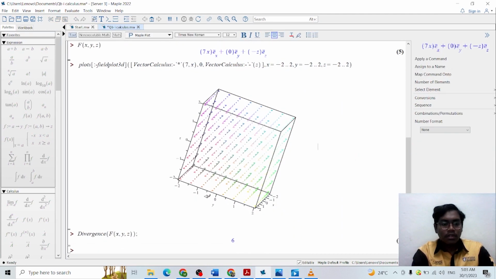Okay, so the last one is we have to call the divergence at x, y, z. From this simulation, the answer that we get is 6, similar to the manual calculation that we did.